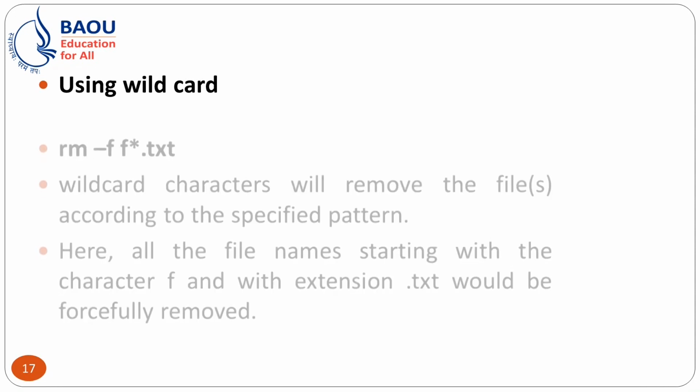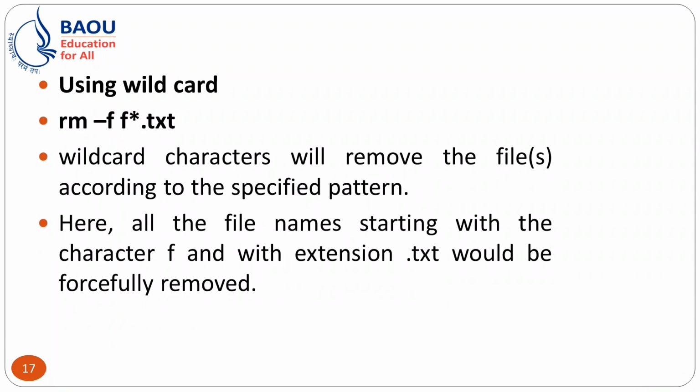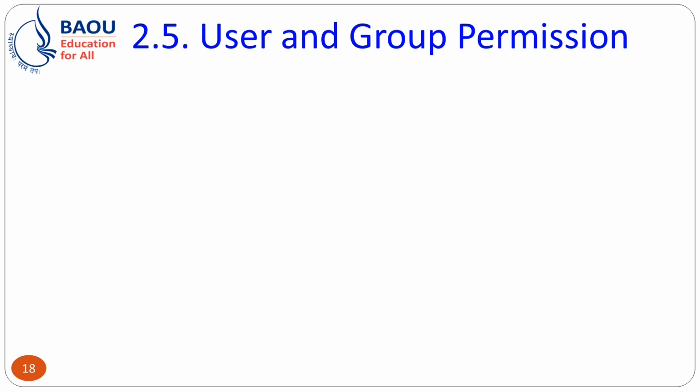Then wildcard characters, as we are using in cp and mv, the same you can use here. Here the example is given, rm, then the option F, then f*.txt. What does it mean? All the files that start with letter f and have the extension txt, and if they are write protected, then also you can delete all those files with the help of this F option, right?